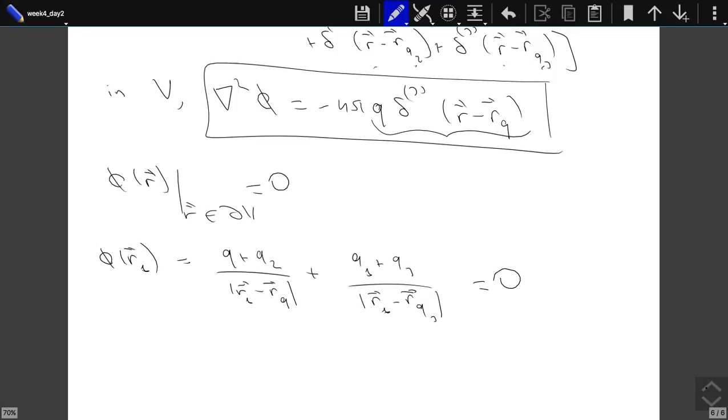Well, I can go ahead and prove that Q plus Q2 and Q1 plus Q3 should be exactly equal to 0. But for the time being, let me just assume that this is 0 and this is 0. If I want phi of R1 to be equal to 0 for all possible values of R1, then Q plus Q2 and Q1 plus Q3 should both be separately 0. Otherwise, I cannot get phi equal to 0.